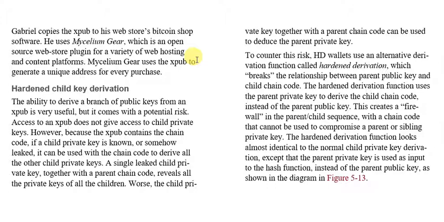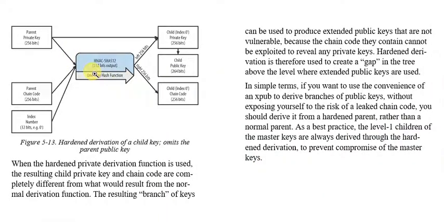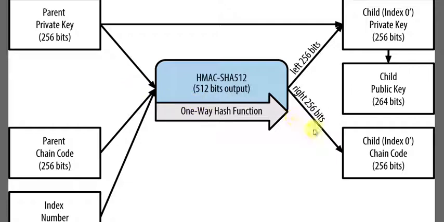The hardened derivation function uses the parent private key to derive the child chain code, instead of the parent public key. This creates a firewall in the parent/child sequence, with a chain code that cannot be used to compromise a parent or sibling private key. The hardened derivation function looks almost identical to the normal child private key derivation, except that the parent private key is used as input to the hash function, instead of the parent public key, as shown in the diagram in Figure 5-13. Figure 5-13. Hardened derivation of a child key omits the parent public key.